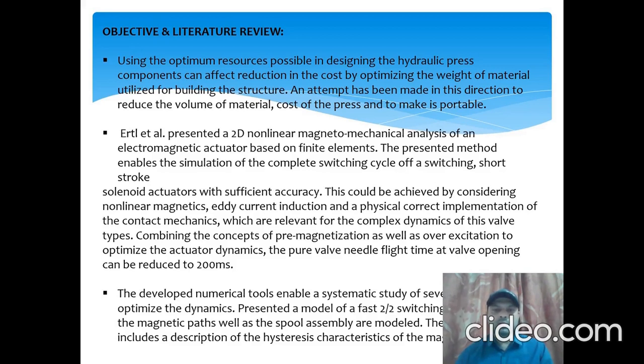The pure valve needle flight time at valve opening can be reduced to 200 ms. The developed numerical tools enable a systematic study of several methods to optimize the dynamics. Another work presented a model of a fast 2x2 switching valve where both the magnetic paths as well as the full assembly are modeled. The model also includes a description of the hysteresis characteristics of the magnetic path.